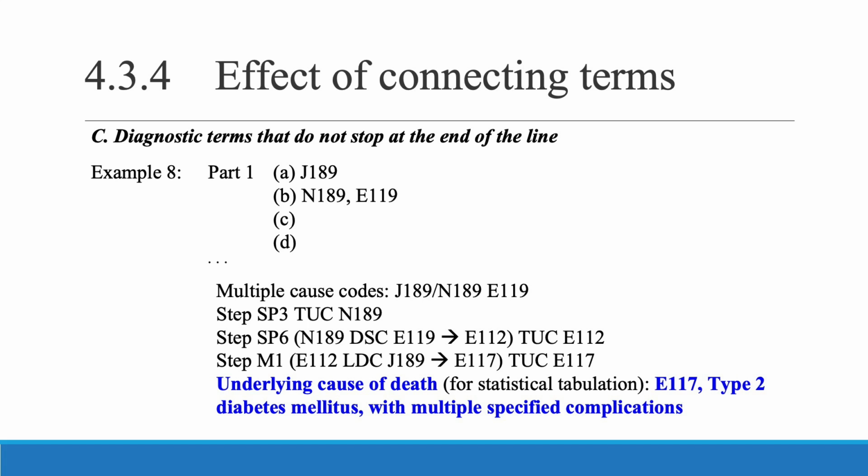Again, if you're not familiar with selection steps SP1 to SP8 and modification steps M1 to M4, you are invited to review the videos on our YouTube channel that deal with those particular instructions. It's critical that cause of death coders have a thorough understanding of the effect different connecting terms have on the placement or formatting of codes before the application of the selection and modification steps. Failure to accurately reflect with code placement the intention of the certifier could have an impact on the quality of the statistical tabulation of underlying cause.